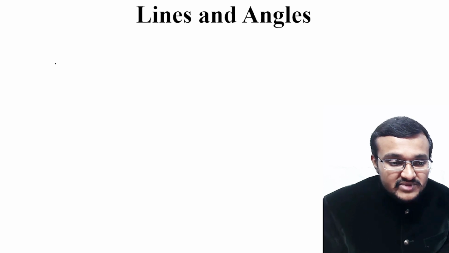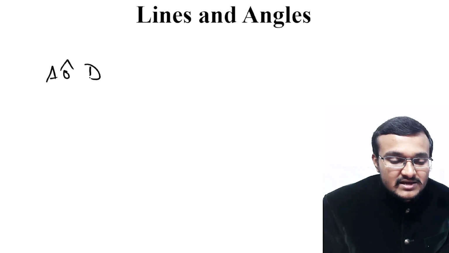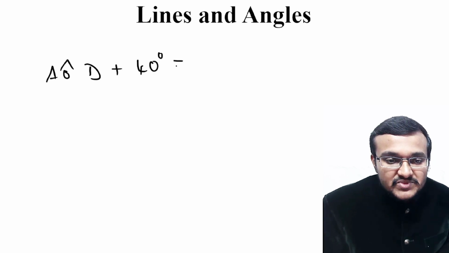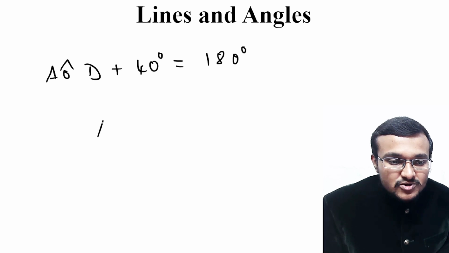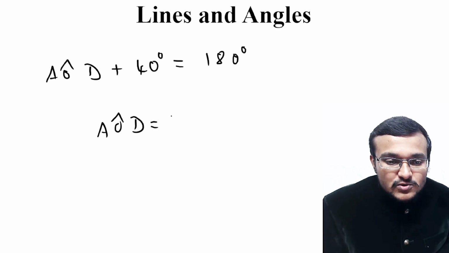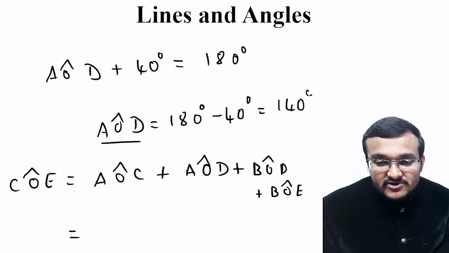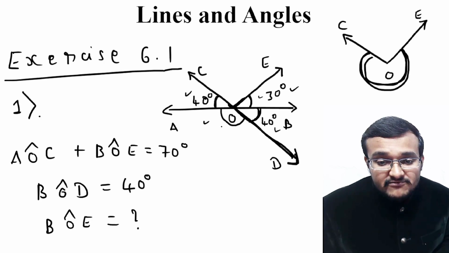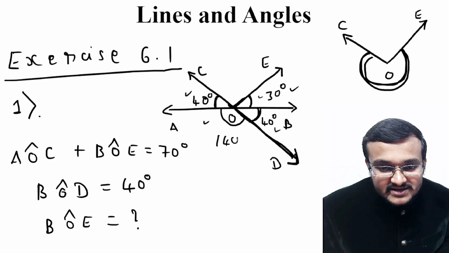We know the value of BOD. So AOD plus BOD, which is 40 degree, is equal to 180 degree. So AOD will be equal to 180 degree minus 40 degree. 180 minus 40 is 140 degree. So now we have got AOD as 140 degree.